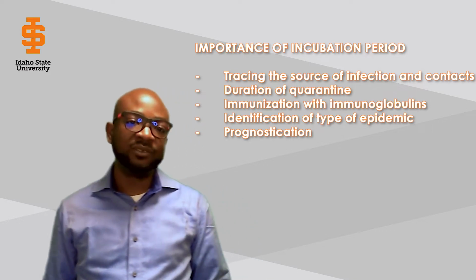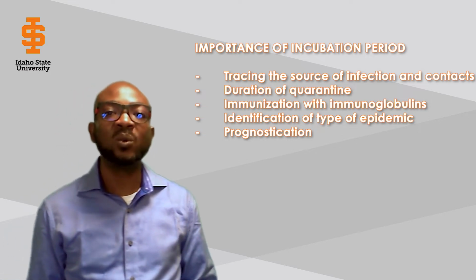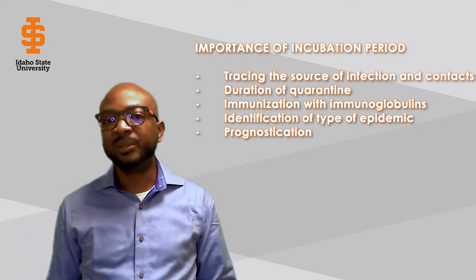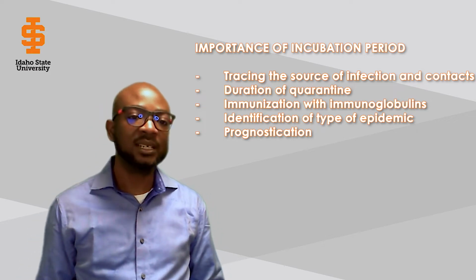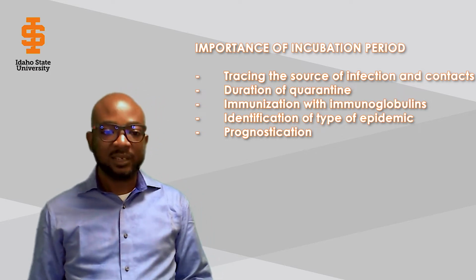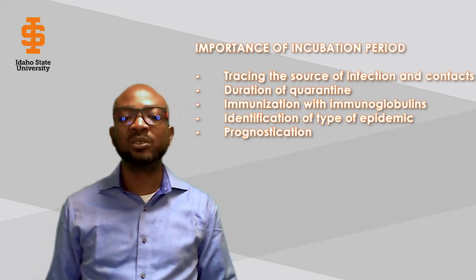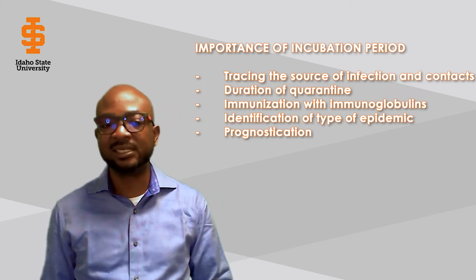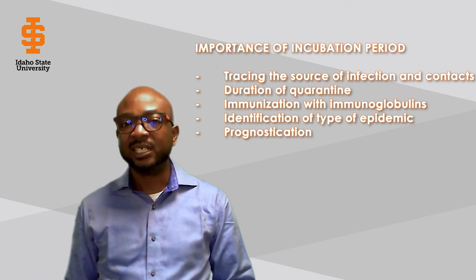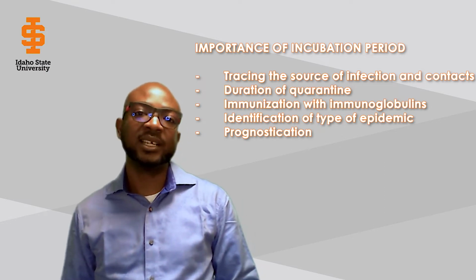In the area of identification of type of epidemic, in a point source epidemic, all the cases occur within one incubation period of the disease. In a propagated epidemic, cases occur later than the known length of the incubation period. For prognosis, incubation period can also be used in estimating the prognosis of a particular case of a disease. In some diseases, for example, tetanus and rabies, the shorter the incubation period, the worse the prognosis for that case.